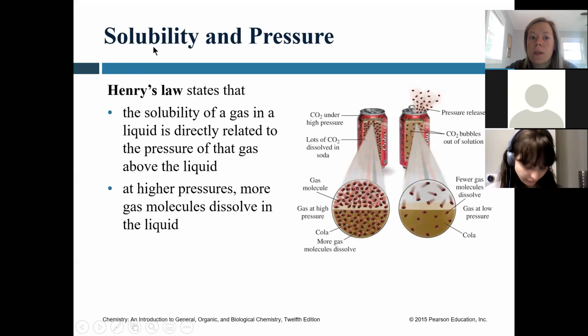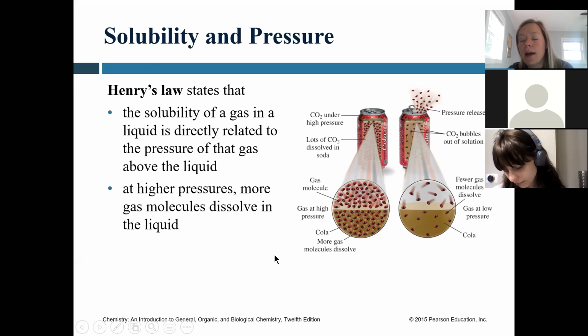As far as solubility is concerned, temperature has an effect on it. Pressure also has an effect on it. So there's this law called Henry's law that states the solubility of a gas in a liquid is related to the pressure above the liquid. So if you have a high pressure sitting above the liquid, you can dissolve more gas.